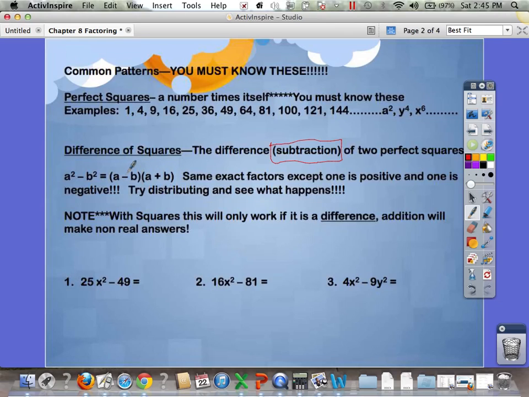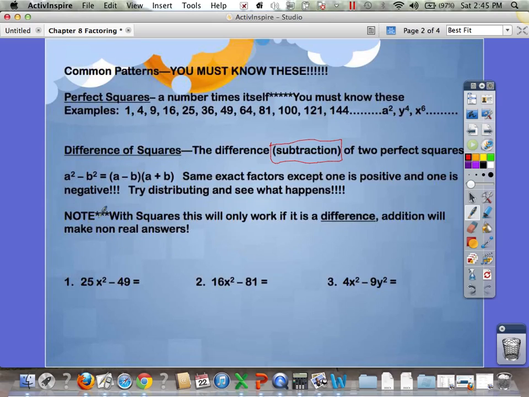And we multiplied these earlier, so if you remember that pattern, you'll see that it goes back to a binomial. If they have the same exact factors, except one is positive and one is negative, then that will make a difference of squares. And if you distribute, the middle terms go away, or when you did the box method, the diagonals canceled each other out.